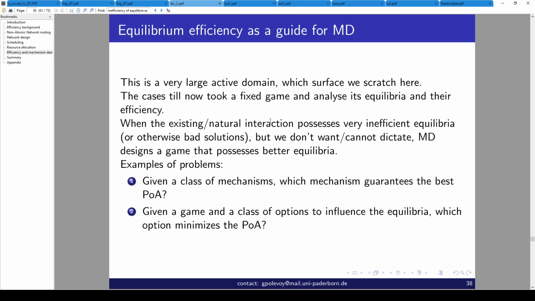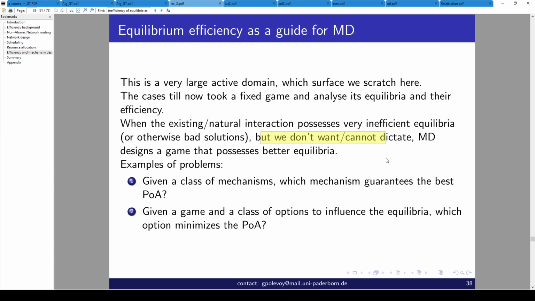So let's go. Till now we looked just at a fixed game and analyzed the equilibrium and the efficiency. But when we see that the equilibria which exist are very bad, we just need to change that. Sometimes we may want and may be able to dictate what to do, but sometimes we are not able to dictate which equilibrium to choose, or even if they're all bad, we are not able just to tell people, do that, even if that's not what you prefer. If we are not able to do that, which is often the case in society, online, and so on, mechanism design actually looks for how we can find an interaction which possesses a better equilibrium.